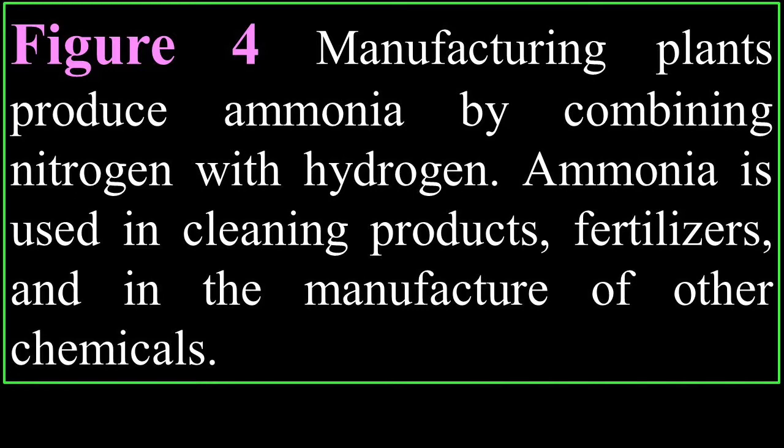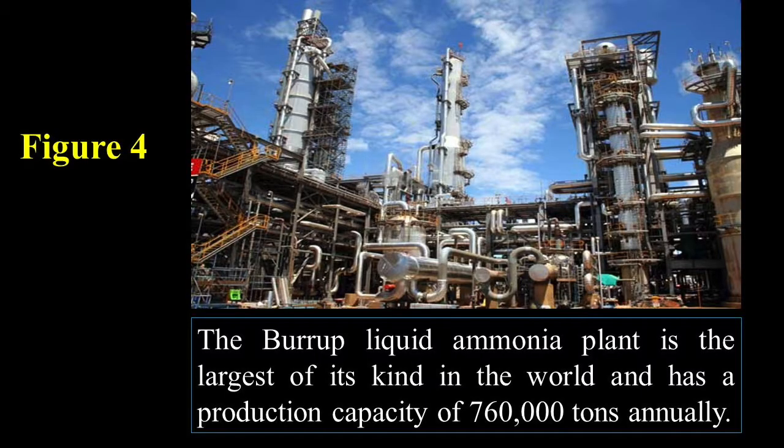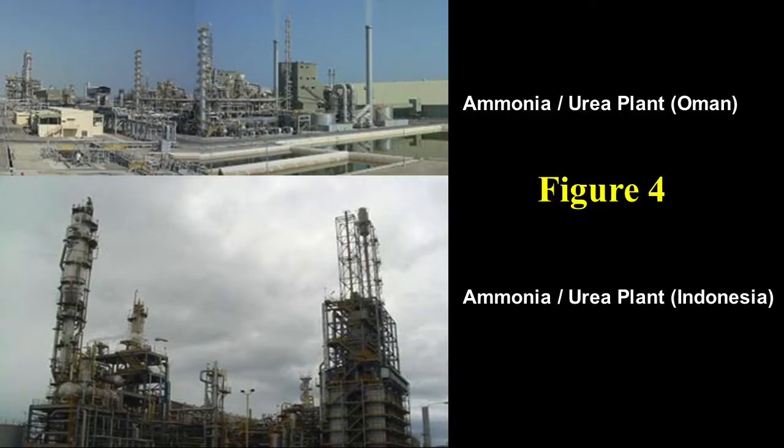Figure 4, manufacturing plants produce ammonia by combining nitrogen with hydrogen. Ammonia is used in cleaning products, fertilizers, and in the manufacture of other chemicals. So ammonia is an amazing chemical. It's used so widely, from cleaning floors, where you use a dilute solution, to making a variety of chemicals. The Burrup liquid ammonia plant is the largest of its kind in the world and has a production capacity of 760,000 tons annually. This is an amazing chemical that's used throughout the world, and it is a lifeline for many, many fertilizers and other plastics, etc.